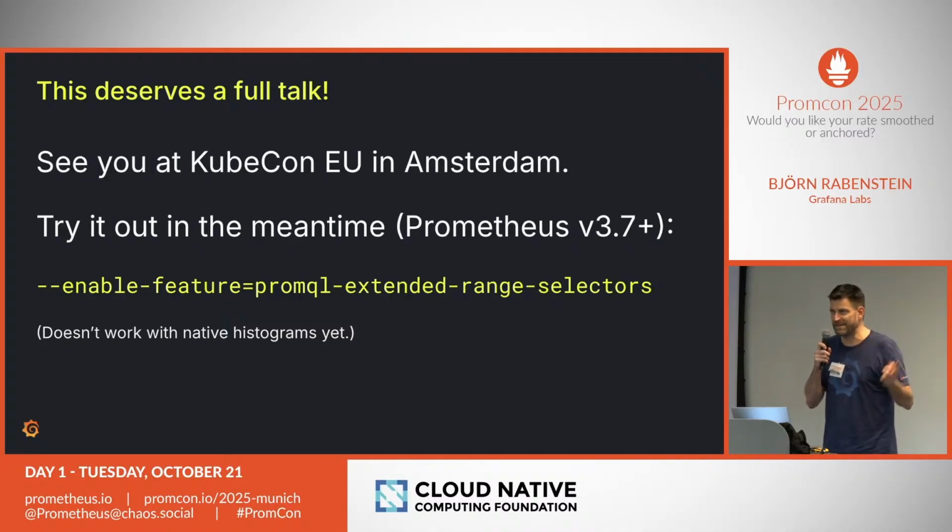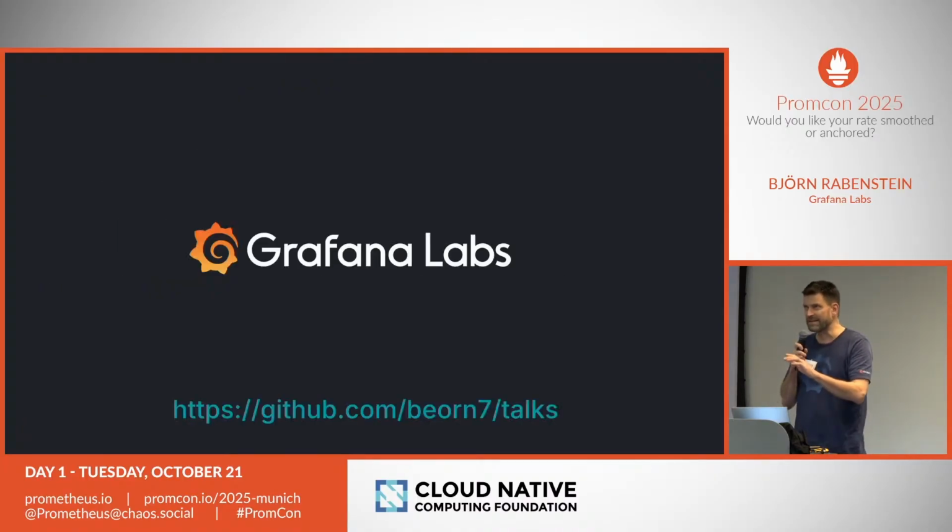If you want to try it out in the meantime, you need Prometheus 3.7 or later. You have to set the enable-feature flag promql-extended-range-selectors, and it doesn't work with native histograms yet. We are still working on this. That's it. 5 minutes.